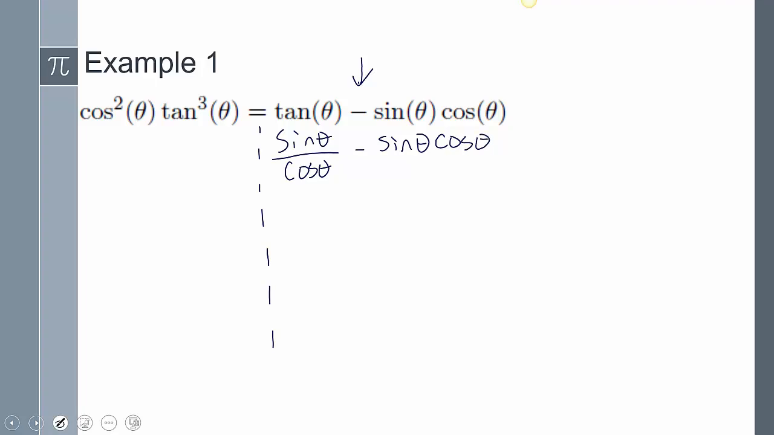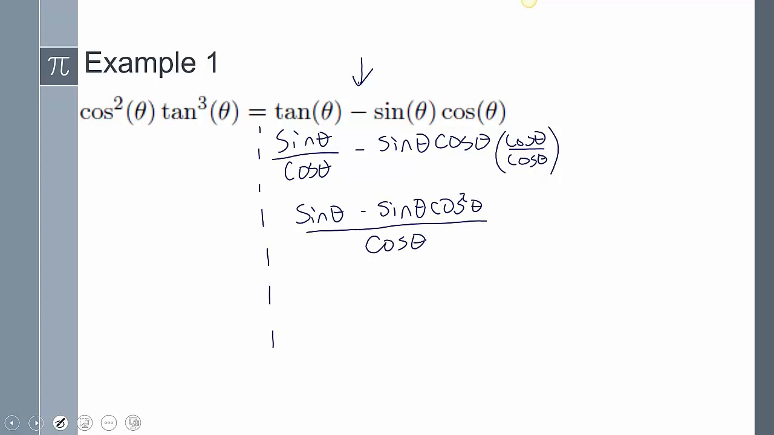Let's start all over. Again, no Pythagorean identities, but now I can combine them together. To add these together, common denominator. So this needs a cosine over cosine. So then this is going to be sine theta minus sine theta cosine squared theta all over cosine theta. What's in common is a sine. So I factored out the sine, so again, algebra, right?